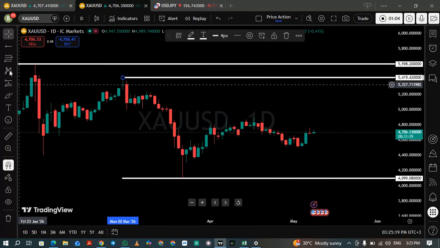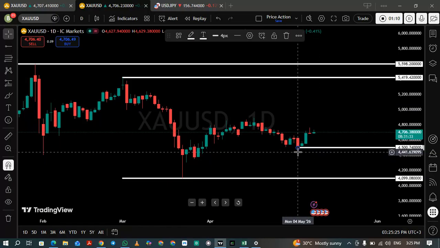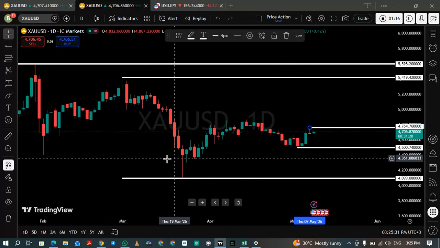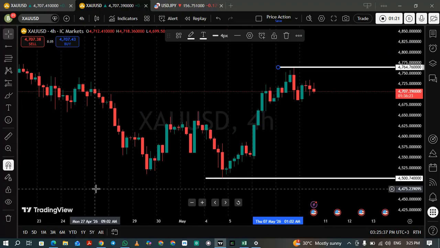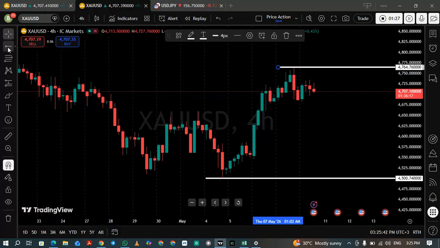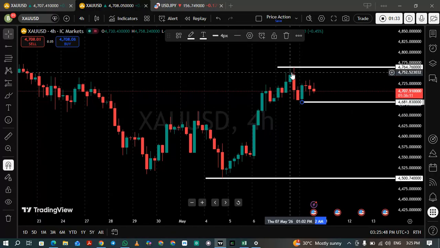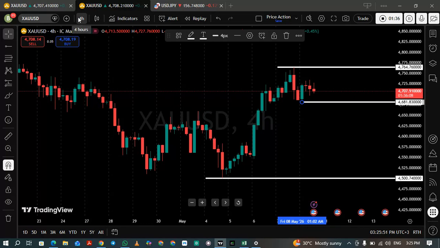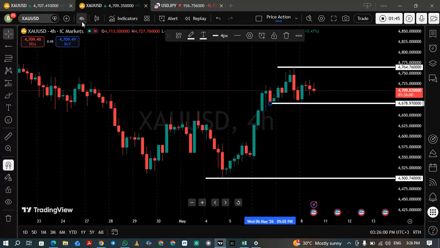We have 5 minutes. I'm going to be quick. On the daily, we have this support here and the resistance up here. On the 4 hours, we have a support here. The resistance is up there. We have a support here. The resistance is up there.